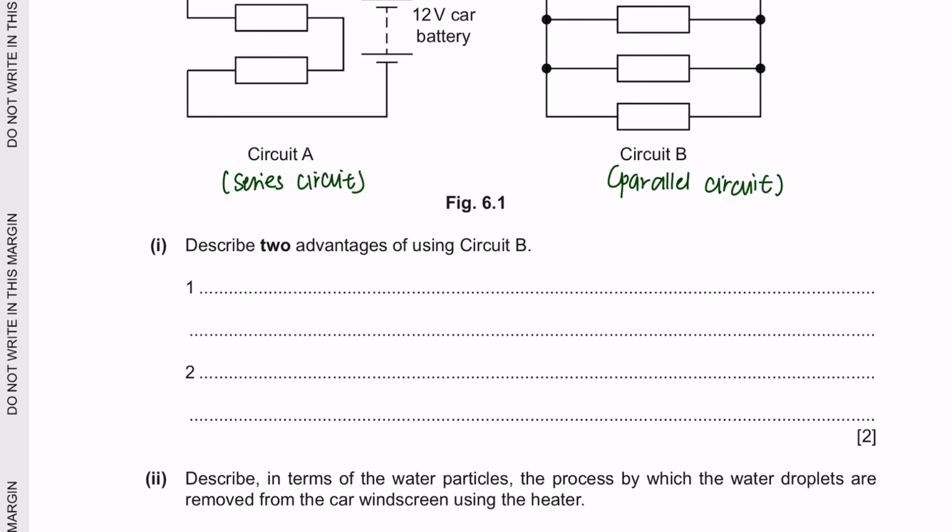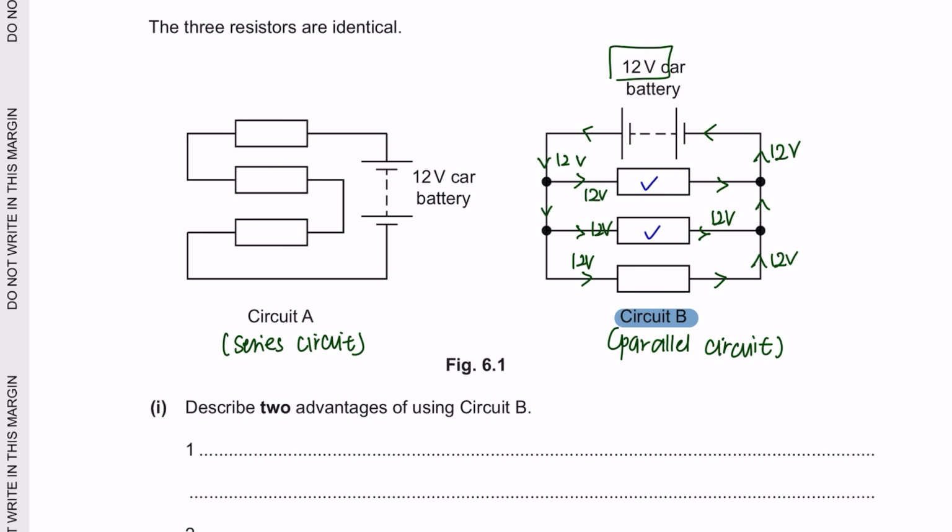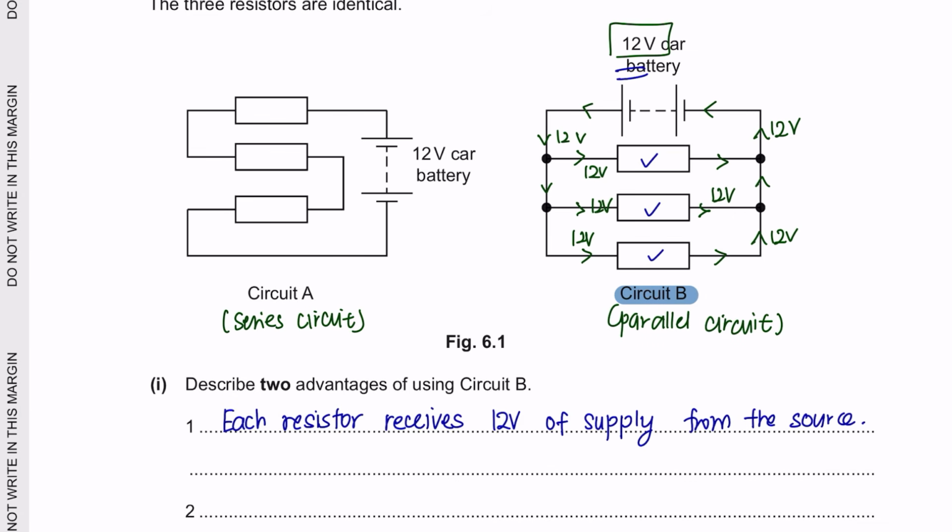Question Part 1. Describe 2 advantages of using circuit B. All components in the circuit will receive the same amount of voltage. And the other advantage is that if one component fails to function, the flow of the circuit is not broken, as the other components can still receive current.